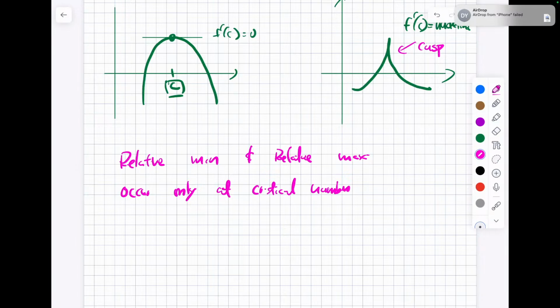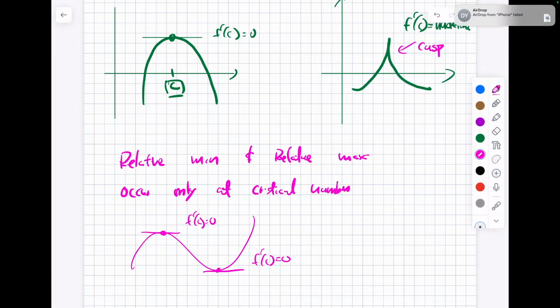Only in that critical number. Why is that? Because you have something like this, right? This is a critical number, and that's a relative minimum. But here's the thing, it's not the other way around. If you have a critical number, it does not imply it's a relative maximum or minimum.